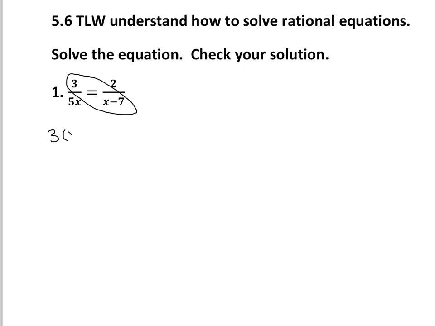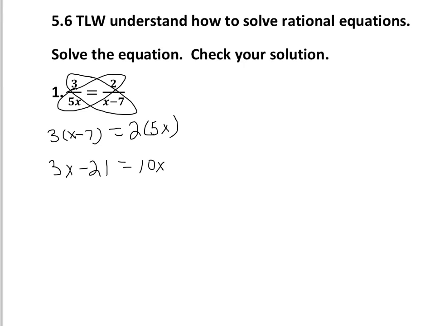So 3 times x minus 7 equals 2 times 5x. So 3x minus 21 equals 10x. Subtract the 3x. And that is positive 7x. So divide by 7, you get x equals negative 3.